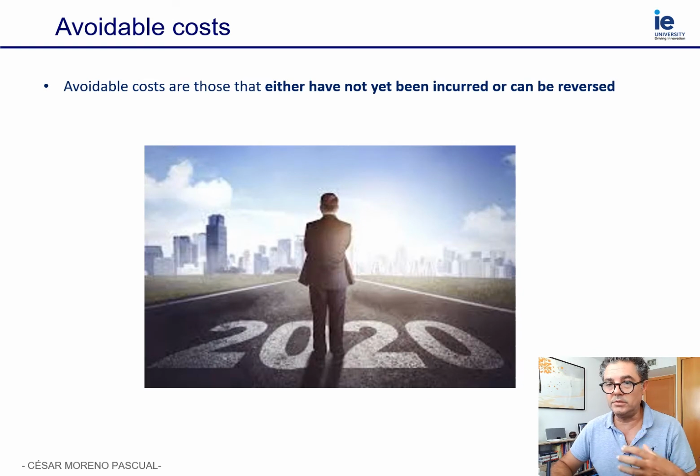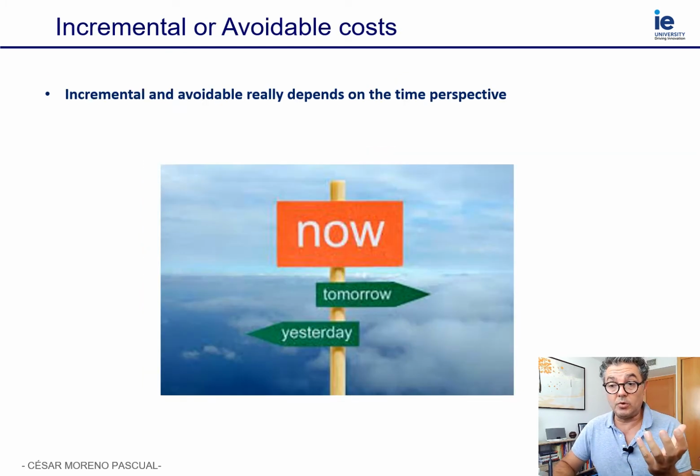As a complementary concept, and sometimes to identify what is incremental and what is not, we can define avoidable costs, those that either have not yet been incurred or can be reversed. The problem with this idea of avoidable cost, which helps us identify what is incremental, is that it depends on the time perspective. At the beginning of a project, if you are going to invest in order to produce or provide a particular service, you can consider that fixed cost or semi-variable cost as also incremental.